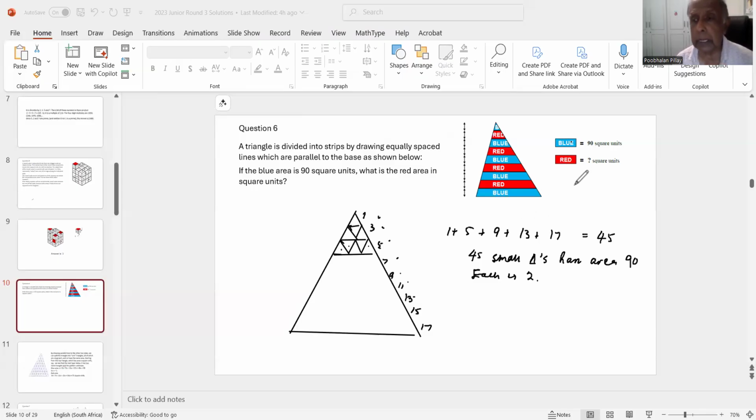All right. Now the question is, what is the red area in square units? Now the red will be this one here, and we saw that that is 3. And then 2 strips down there, it'll be 7, 11, and 15. So those are the ones which are in red. There are 4 of them. And you can see I've ringed 4 of them. And we just want to see what the area of this is. It's 3 plus 7 plus 11 plus 15, which is 10, 21, 36. So it's 36 small triangles.